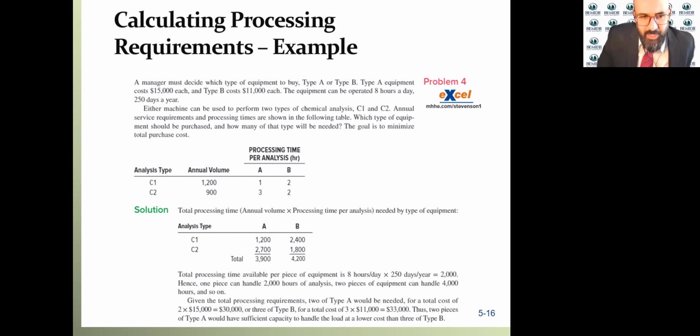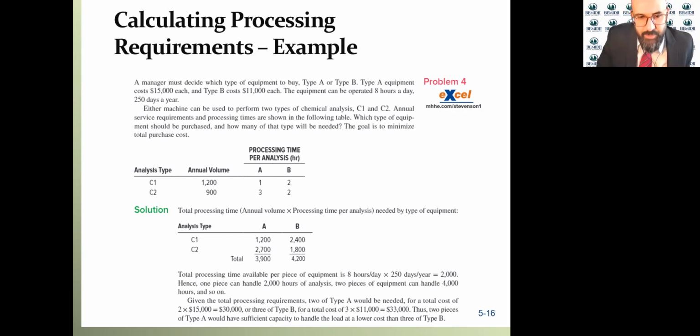So for machine A, if we need to handle this demand, we need 3,900 hours. And for machine B, we need 4,200 hours. So this is what we need to meet the demand. So this is basically the demand. And now we need to find out what our current capacity is.